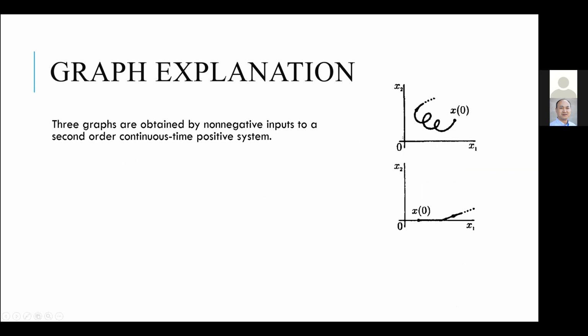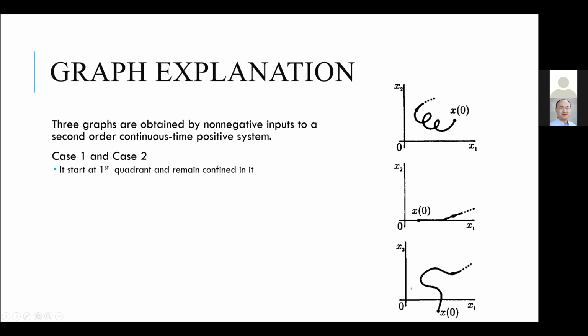In these two systems, this is x1, this is x2. This point always stays in the first quadrant, so the values of x1 and x2 are always positive. So this situation is a positive linear system. In this one, it starts here and then always stays in the first quadrant, so that means this is also a positive system.